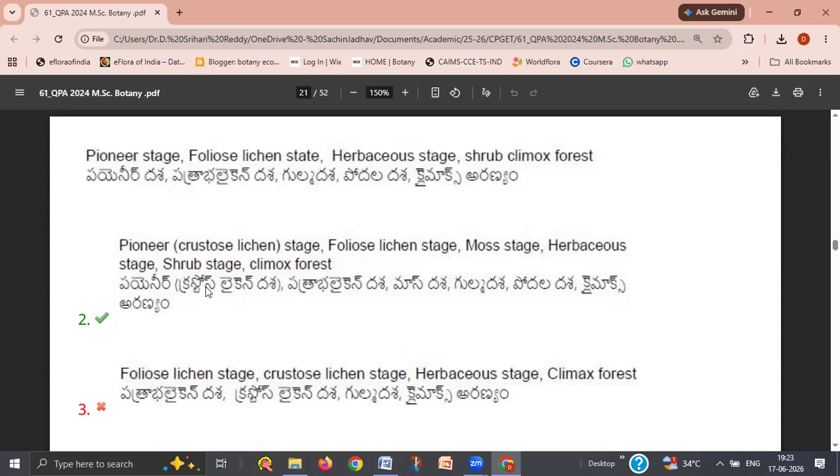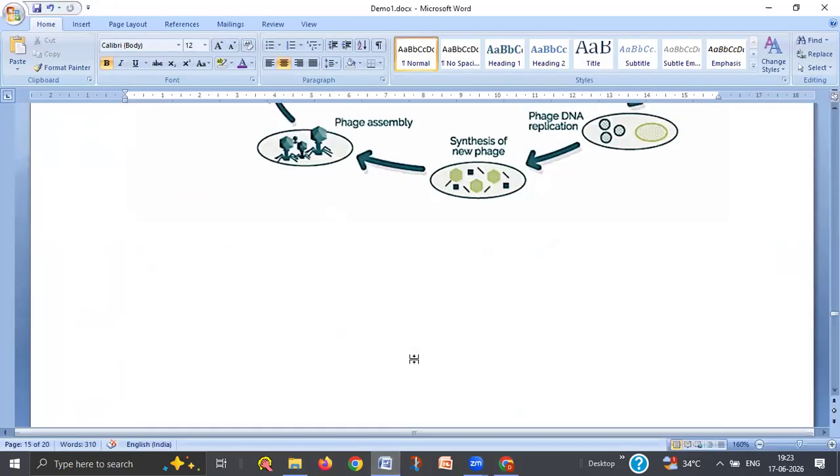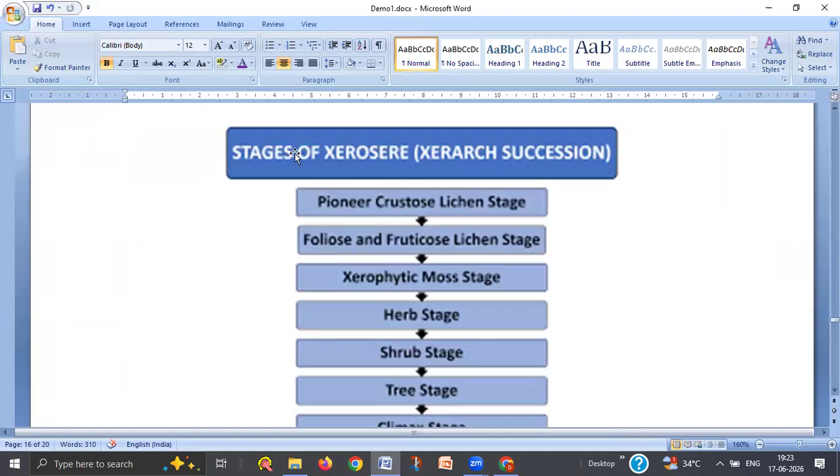Pioneer stage is called the crustose lichen stage. Next foliose lichen stage, moss stage, herbaceous stage. Once we see this, what are the stages present? Stages of the xerosphere, it is also called xerarch. Pioneer, crustose lichen stage, that is the one. Crustose lichens are called pioneers of the lithosphere, because they start their journey from the rocks. They are able to start their life on the rocks. So they are called pioneers.